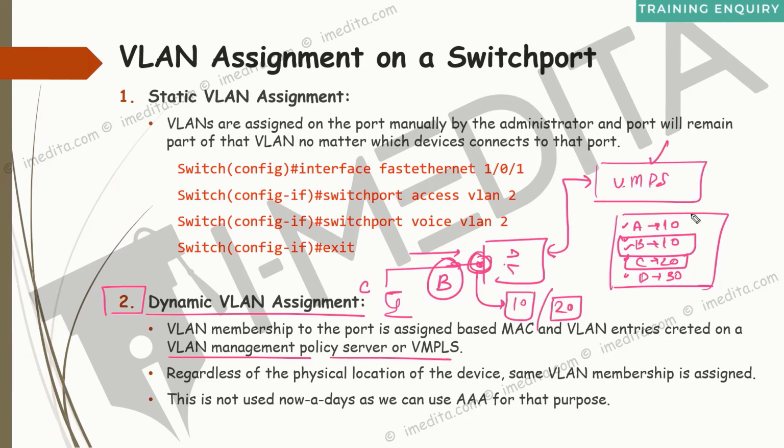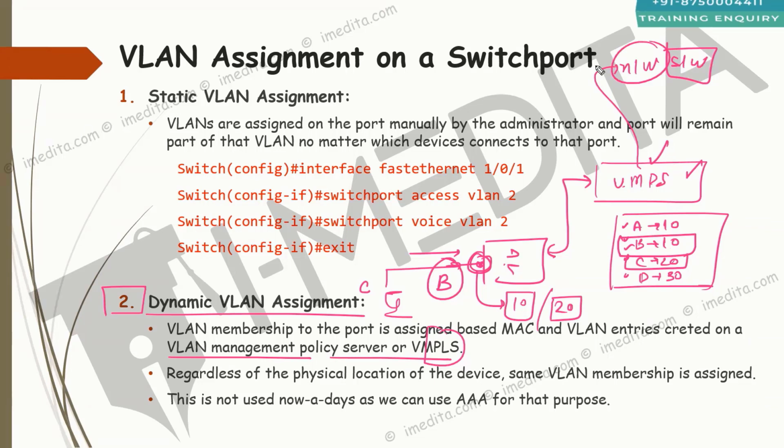So we used to have a device called VMPS, VLAN Management Policy Server, which was again just a network switch, where we had a database of the MAC addresses and their respective VLANs. Like MAC address A belongs to VLAN 10, MAC address B belongs to VLAN 10, MAC address C belongs to VLAN 20, and so on.